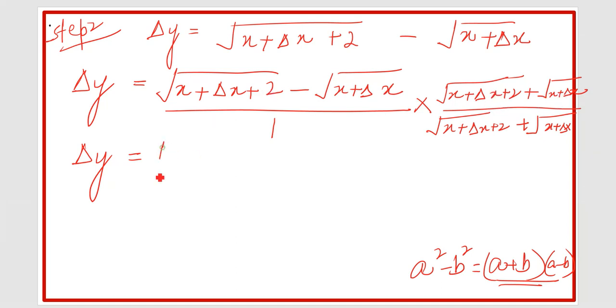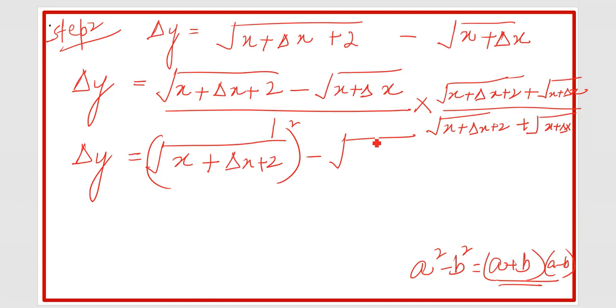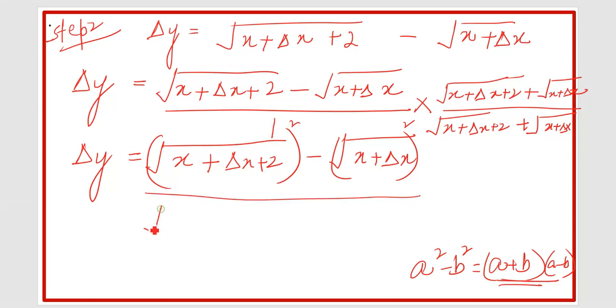So one time it is positive, so when we combine it, it will be a square minus b square. Instead of a, we have square root of x plus delta x plus 2 whole square, and then we have a minus in the formula, so x plus delta x whole square. So, right, this will be equal to a square minus b square. I have written here divided by, here we have only 1, so 1 will remain the same. If we multiply these same two terms by 1, the denominator remains the same, right?